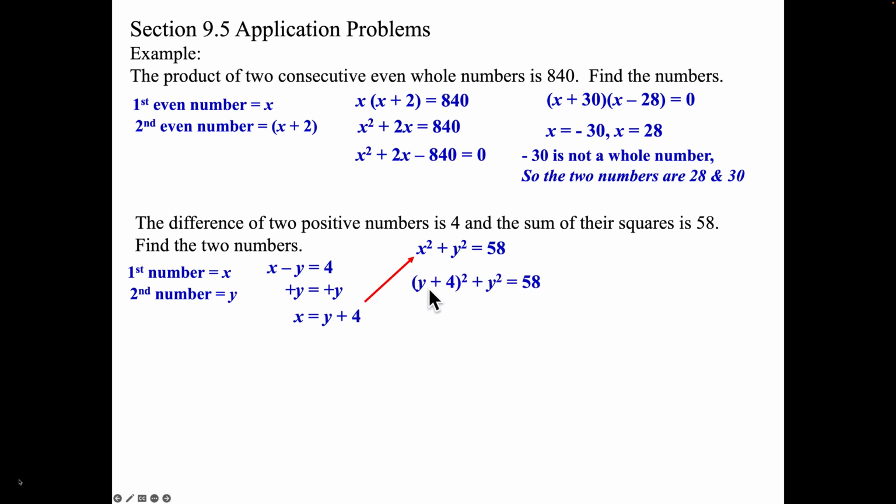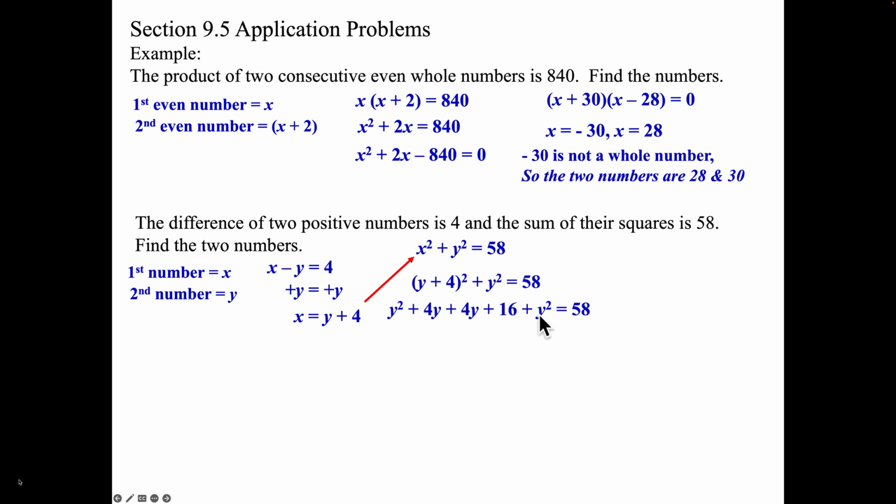So we have a little work to do here. We're going to have to FOIL this out. Y times y is y squared. Y times 4 is 4y. 4 times y is another 4y. And 4 times 4 is 16. Plus that y squared equals 58.